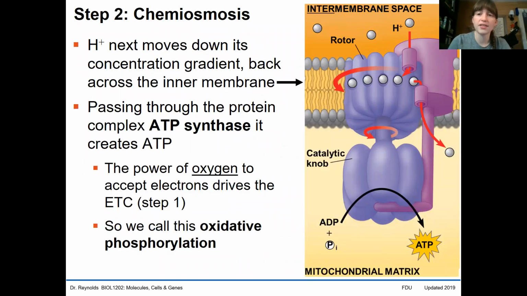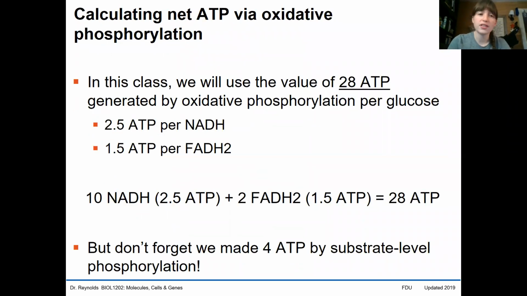That's why we call this oxidative phosphorylation, because you need to have oxygen in order for this process to keep going. In order for us to calculate the amount of ATP produced per molecule of glucose, we need to be able to think about how much ATP is made per electron carrier. In this class, we're going to be using estimates. 2.5 ATP is produced per NADH, 1.5 per FADH2.